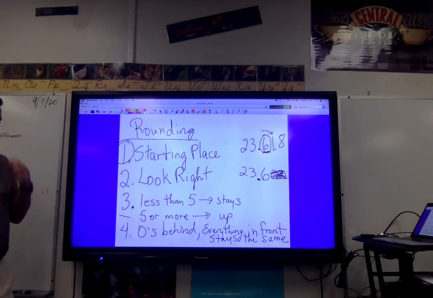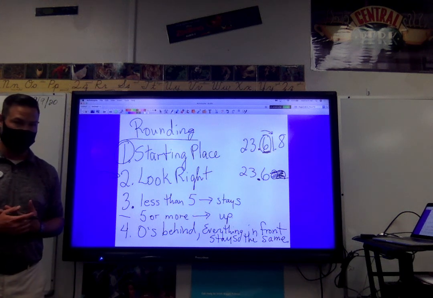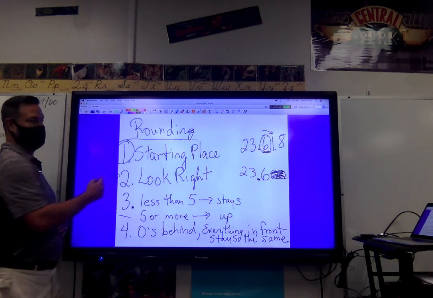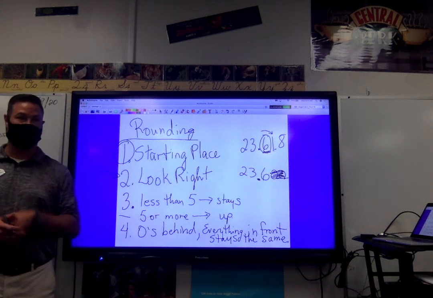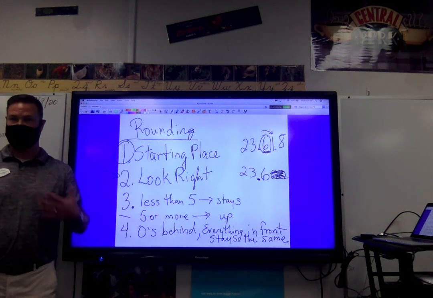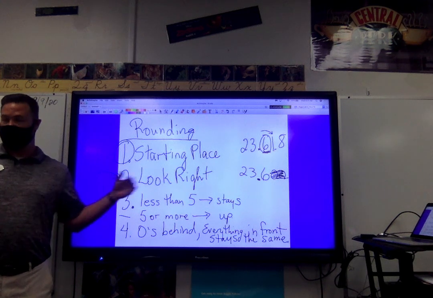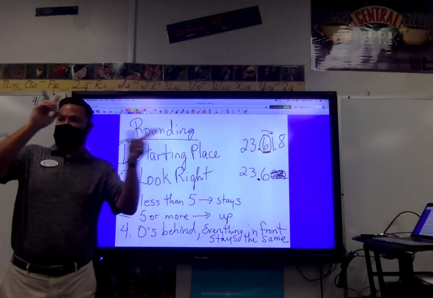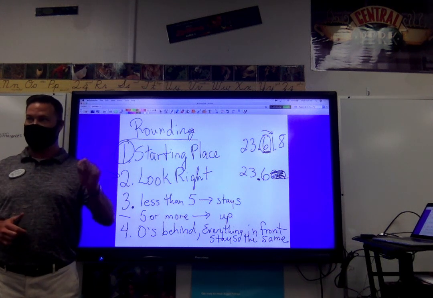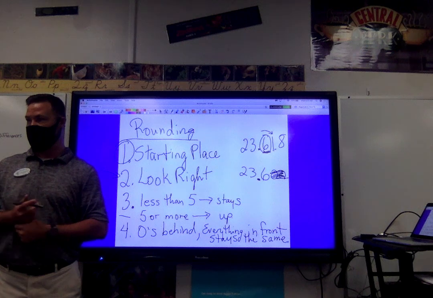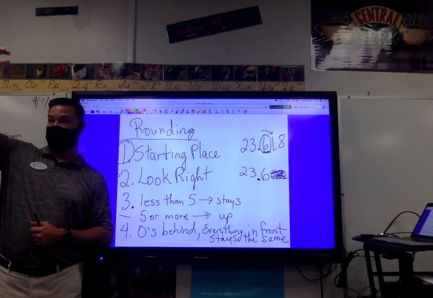If you don't know these steps, you might want to write them down. But number 1, find your starting point. It might be the underlined digit, or it might be where they tell you. Hundreds, tenths, thousands, whatever. Then circle it. Number 2 says look to the right. What's the number behind it? Because that number behind it is, you got to figure out, is it greater than, less than, or equal to 5? And if it's equal to or greater than 5, it goes up.